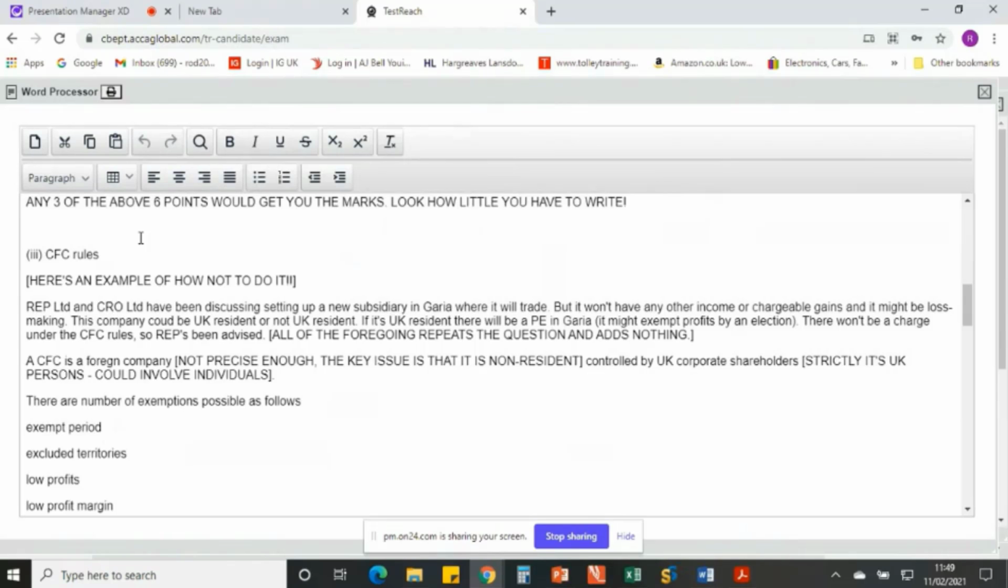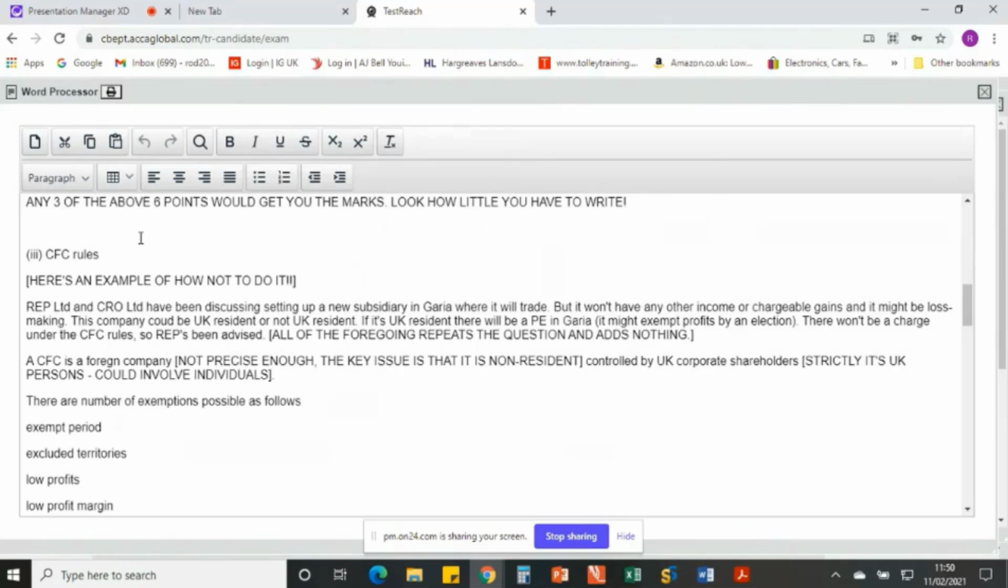For 3 marks, you're making 3 or 4 points, okay? A CFC is a foreign company. That's actually not precise enough. The key issue is it's a non-resident company. A CFC is a foreign company controlled by UK corporate shareholders. Actually, strictly, it's by UK persons. Could be individuals involved. Okay, so a CFC is a foreign company controlled by UK corporate shareholders. I'm giving you an example of something that is sort of getting there, but is not quite precise enough.